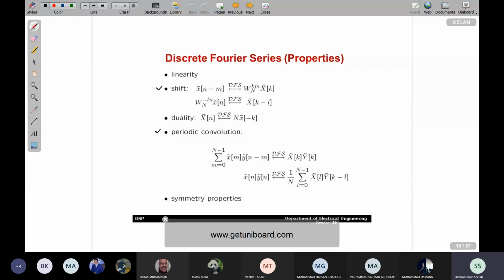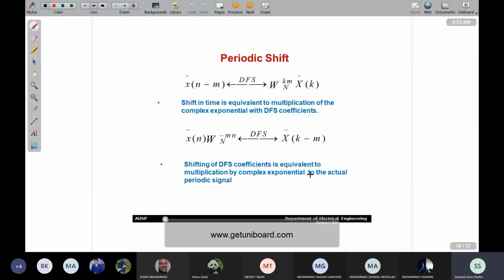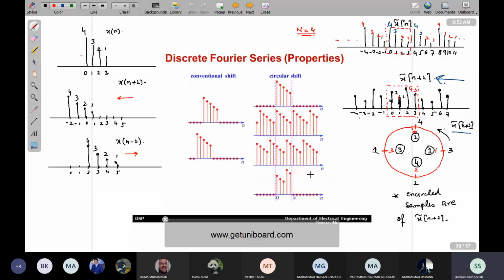Then we talked about discrete Fourier series properties. The only two properties which are important are the shift property and the periodic convolution. And the shift property is different than the linear shift. The reason was that in the linear shift, if you have to shift something by plus 2 or minus 2 or plus k or minus k, in that case you are dragging the signals towards left or right.